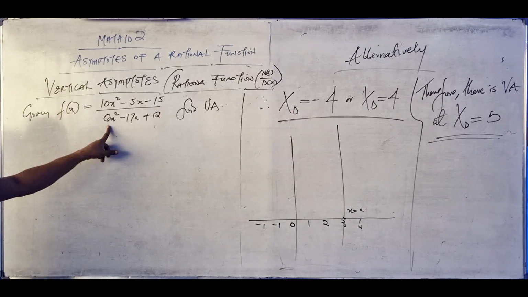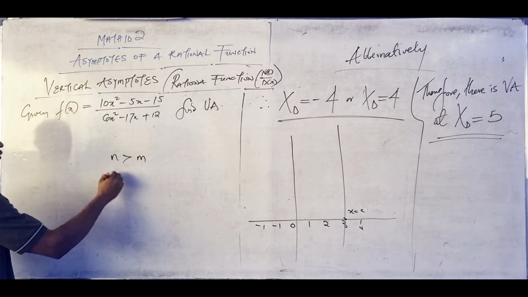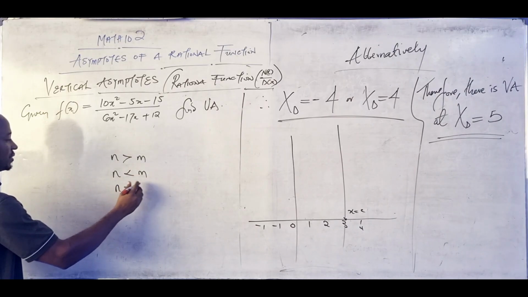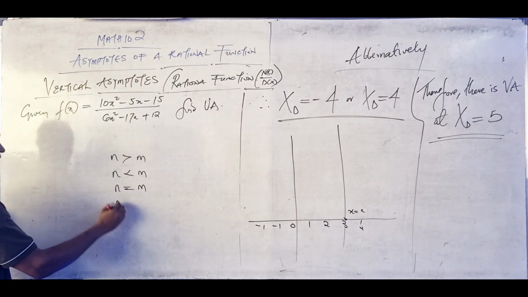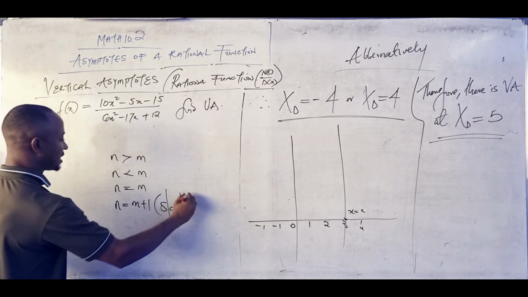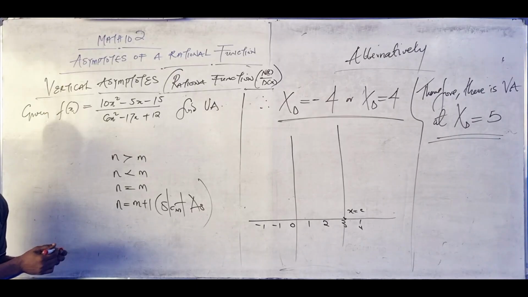We have 3 test conditions to determine the horizontal asymptote. The first is when n is greater than m, then when n is less than m, then when n is equal to m. But when n is equal to m plus 1, we have a slant asymptote. I'm coming to this.